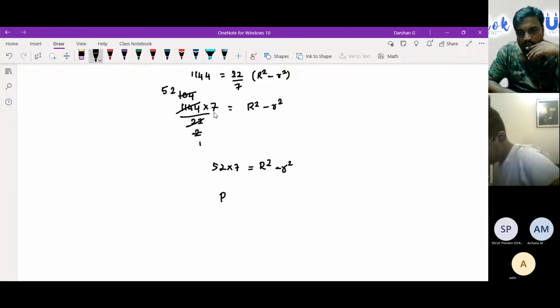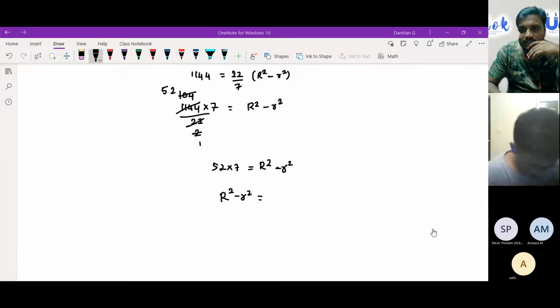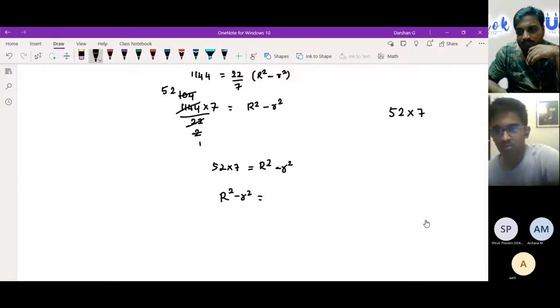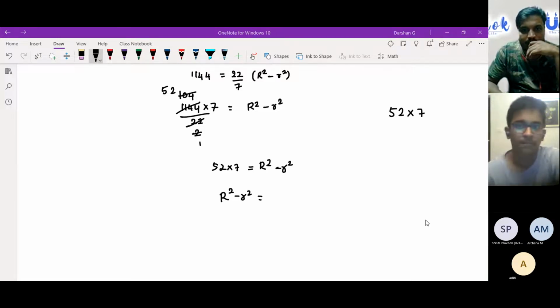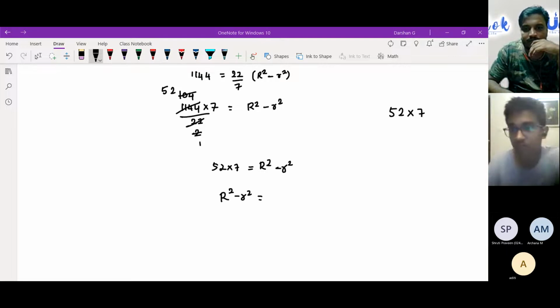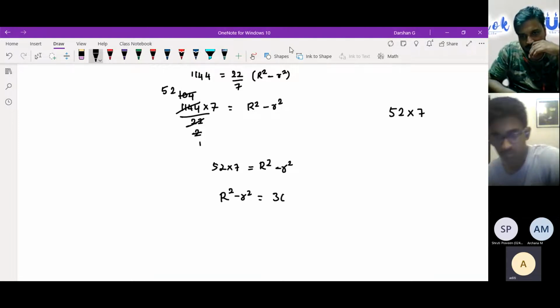Can anybody tell, out of the students, Manomai and Shruti, and Aditi has also joined. Shruti, can anybody tell what is R square minus r square? That is, what is 52 into 7? 364. Manomai, can you confirm? Is it right? Yes, sir. 52 into 7 is 364. That's right.